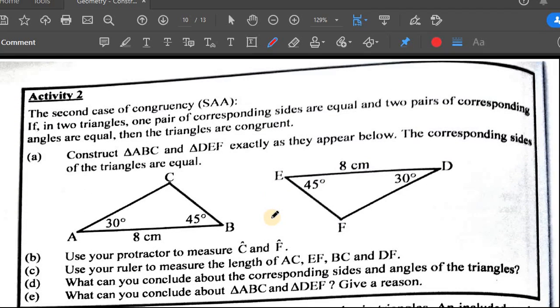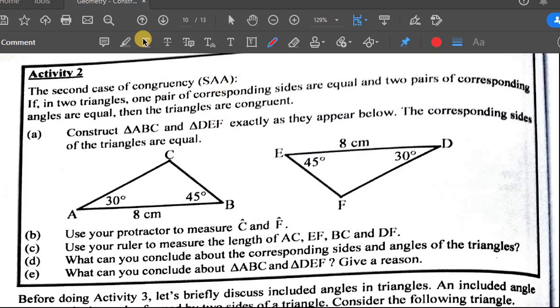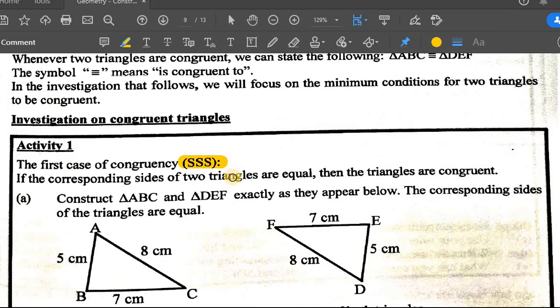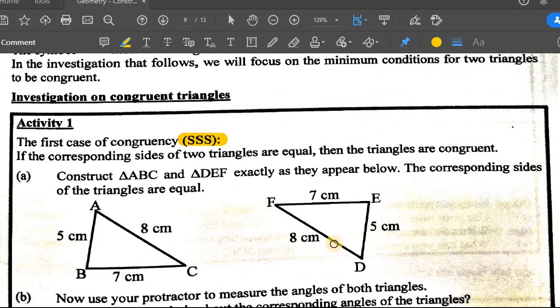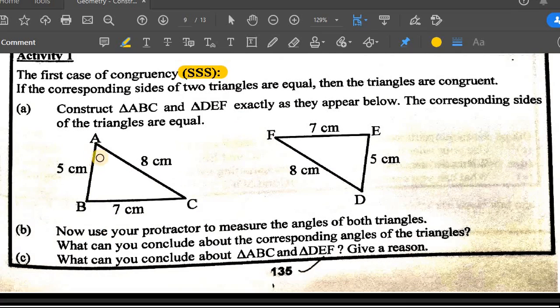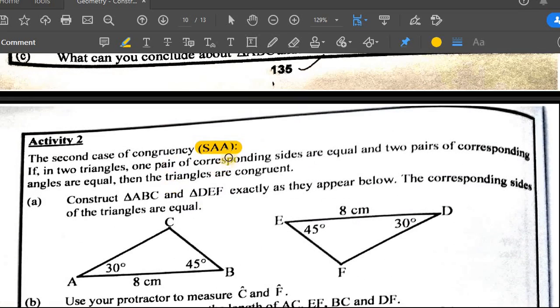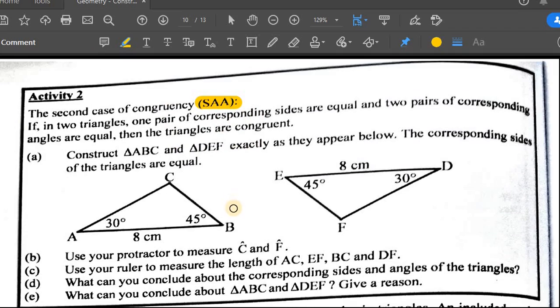Let's look at activity 2. Activity 2 is the second case, side angle angle. The first case we dealt with was side side side. We saw that the sides are all the same, and in that investigation you measured the angles and saw that they were exactly the same, and therefore both triangles were exactly the same. Now we're looking at side angle angle. We have a side of 8 here, and here's the 8, so that's our S, our side.